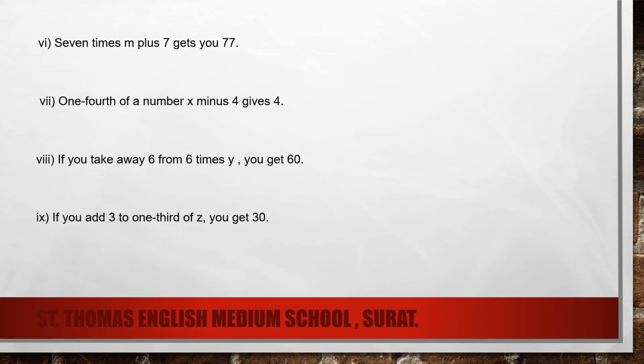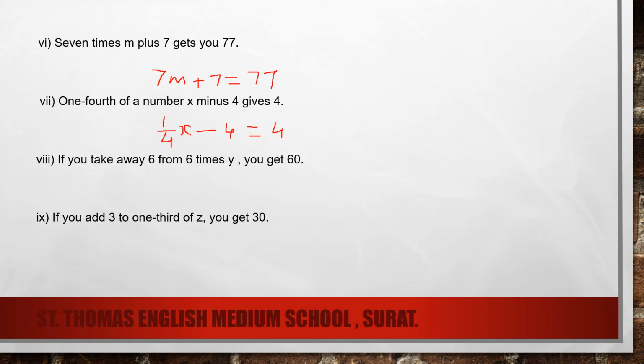Question number 6. 7 times m plus 7 gets you 77. 7 times m. So, how can we write? 7 times m, that means 7m plus 7. So, write here plus 7 is equal to 77. Clear? 1/4 of a number x. 1/4 means 1 by 4. 3/4 means 3 by 4. Okay, x. So right here x minus 4. So right here minus 4 gives 4.